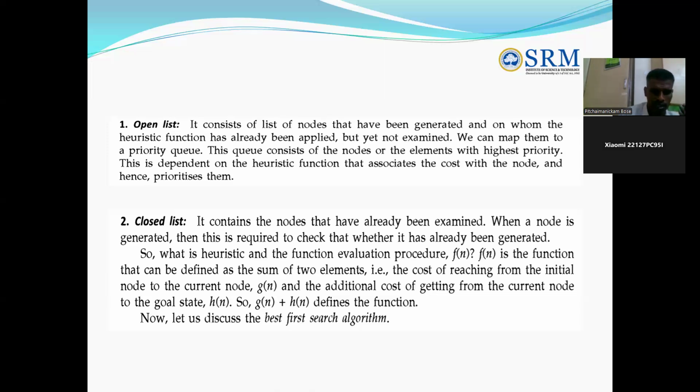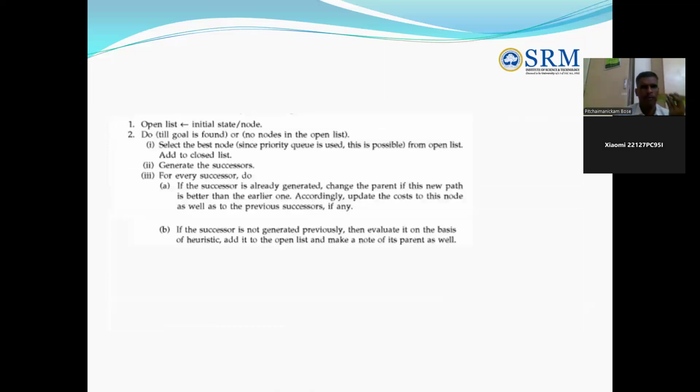So we just discussed the breadth first search algorithm. What are the algorithmic steps that can be used? First, the initial state or node should be assigned to the open list. This is the first one. Another thing is to repeat until the goal is found or there are no nodes in the open list.